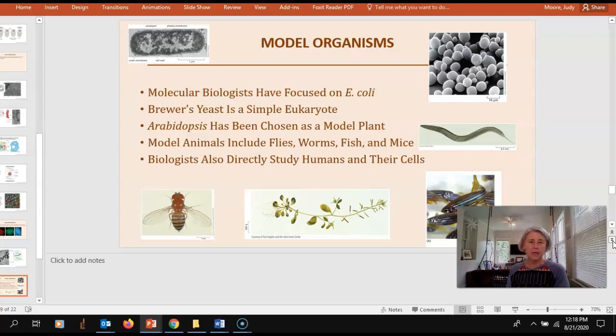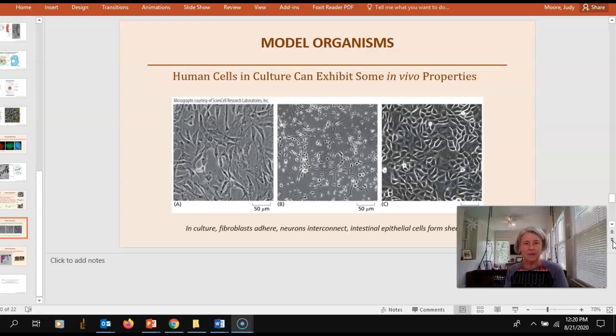There are many model organisms. They include flies like the Drosophila in the lower left, the C. elegans that you see to the middle right, and the zebrafish that you see in the lower right. This is not an exclusive list of model animals. Mice are another. When you take human cells from the organism and grow them in culture dishes, if you give them the right environment and the right nutrients, they can exhibit some of the properties that they would also exhibit were they in vivo, were they in the organism as such.